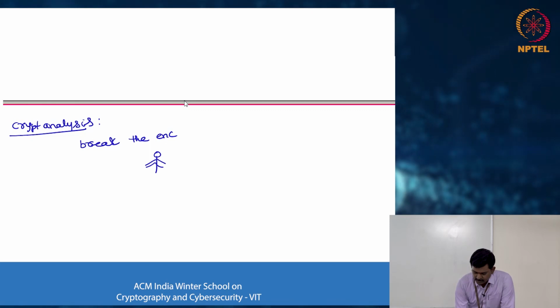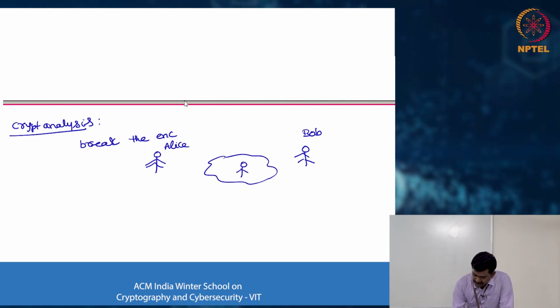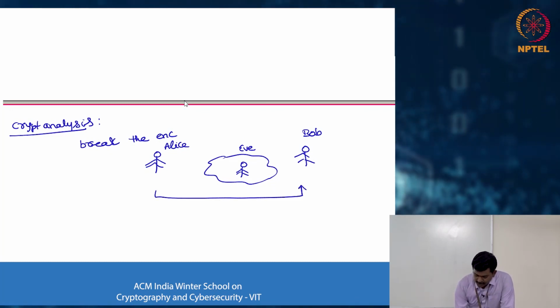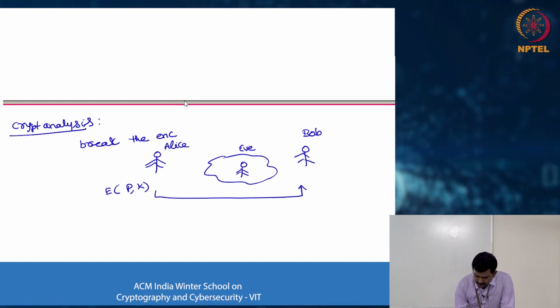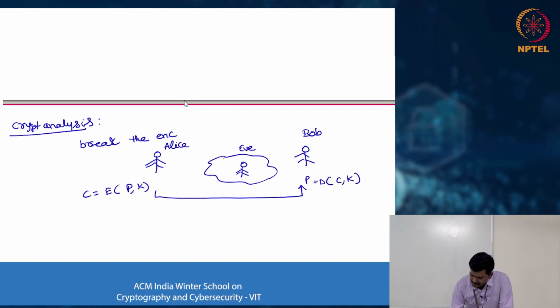Okay. So, to break the encryption, let us take this. You have Alice here, Bob here, and this is your open channel, and Eve is sitting here. Now, a P is encrypted with the K, so you get C, right? And then what Bob is doing is decryption over C with the help of K to get the P, right?